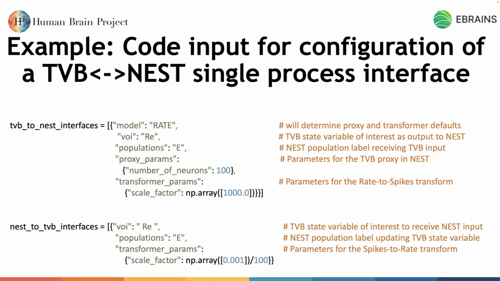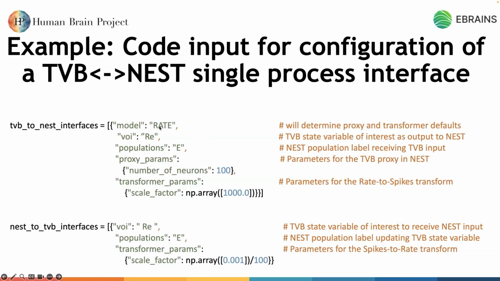But in the end of the day, the whole toolbox is meant mainly to configure the interfaces between the two scales. And this boils down to being a configuration in terms of dictionaries of properties, as you see here. So the user can define as many interfaces as he wishes between the two scales for the one direction, from TVB to the spiking network, and from the other direction, for the spiking network to TVB. Each interface is configured as a dictionary of properties.